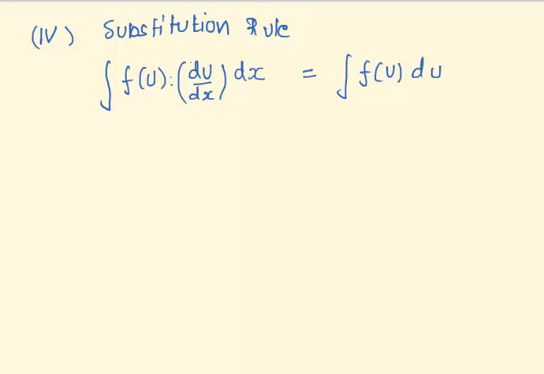For example, suppose we have the function sin x into cos x dx. It's a product of sin x and cos x. You can clearly see if I put a substitution u here, that u equal to sin x, then differentiation of u with respect to x will be cos x, and this is equal to du by dx. So this integral can be converted into du. Let's see how it can be done. So we'll say, let's substitute.